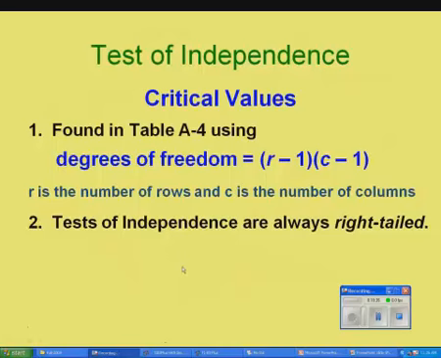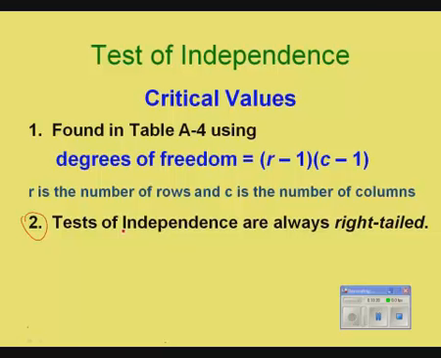So before the example. Well, okay, you knew number 2 already. Tests of independence are always right-tailed. Why? What kind of test statistic are we using? Chi-squared. Okay, so we knew that. But number 1 you didn't know. How many degrees of freedom do you use? I actually don't understand exactly why this is the case.